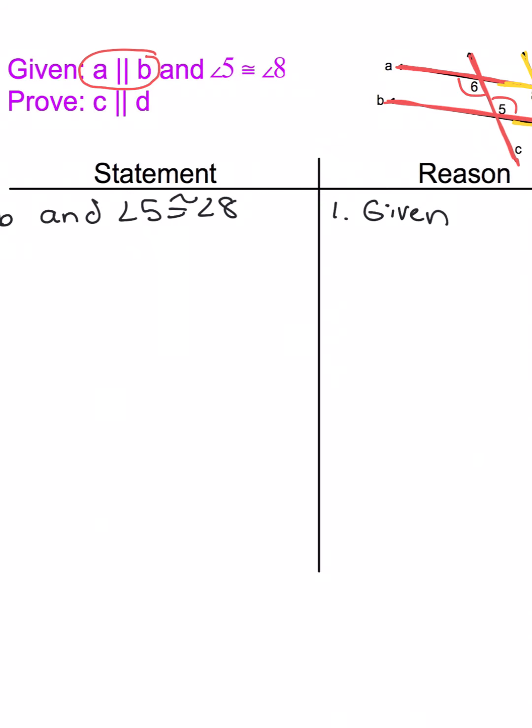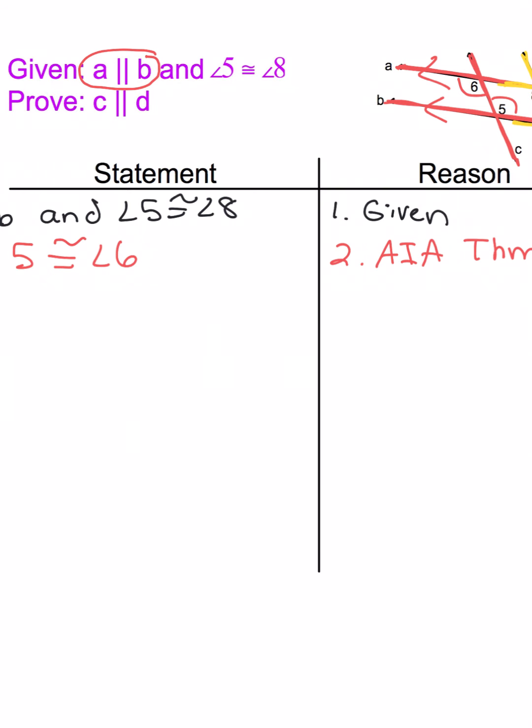Okay, so step 2, since A and B are parallel, I can write down that angle 5 is congruent to angle 6 using the alternate interior angle theorem. And again, if you reread it, it says if lines are parallel, which I do have lines A and B that are parallel, then the alternate interior angles are congruent. And that's what we just stated right here, right? We just had angle 5 and angle 6 are congruent.